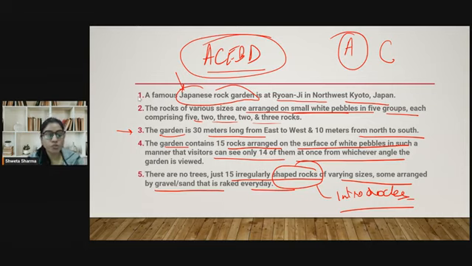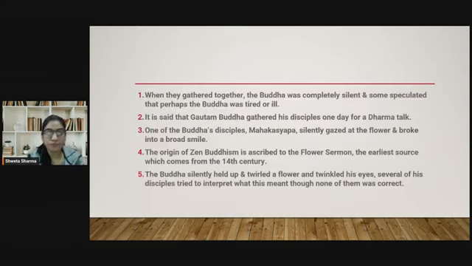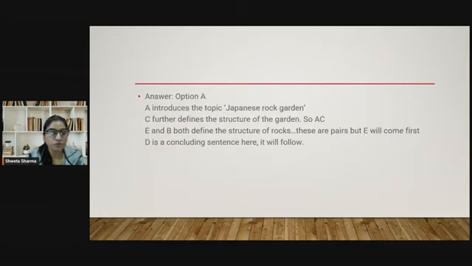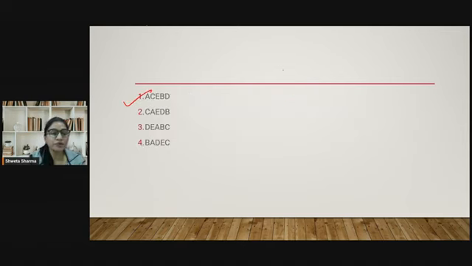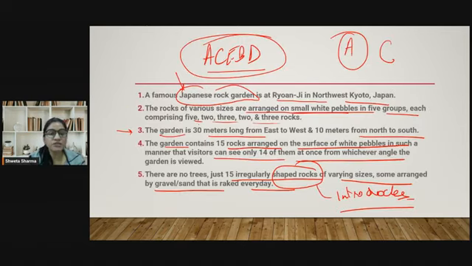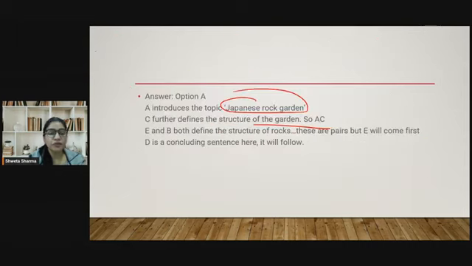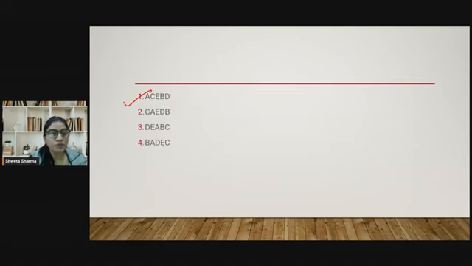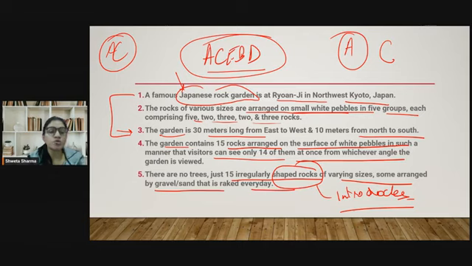We do have more questions which we can probably solve in the next few sessions, guys. I hope this would be good if we practice similar questions. Just to take you through the solution given here, option A, as we said, Japanese rock garden is the correct one. C further defines the structure of the garden. So AC was a pair here, right? As I told you, that garden is 30 meters, so it's an extension of it. So we have 1 and 3, AC as a pair here. And then EB both define the structure of the rock, so that also comes together. And eventually we have D, which talks about 15 rocks arranged in a particular manner.